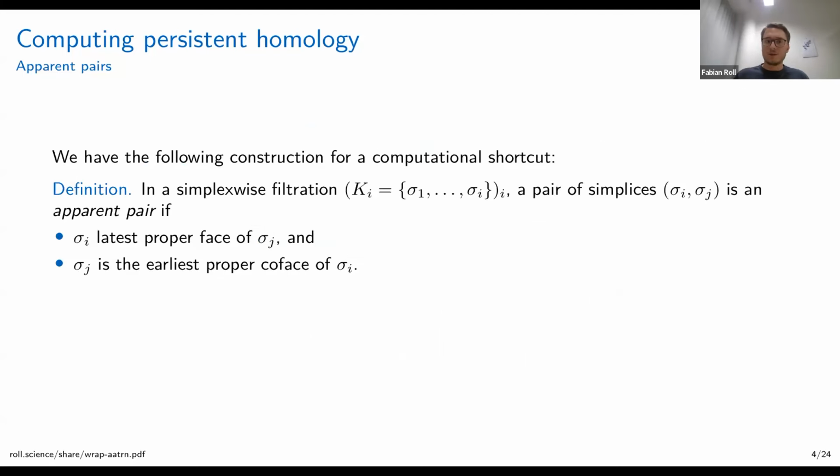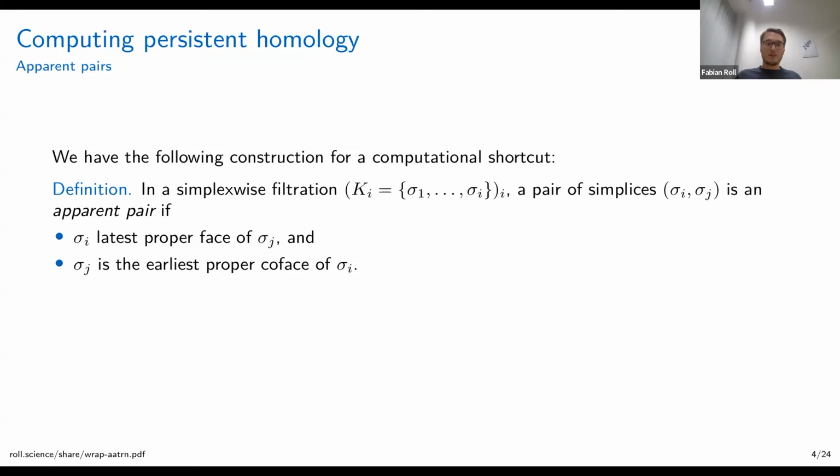So what is an apparent pair in slightly more detail? Apparent pairs are defined for simplex-wise filtrations, meaning filtrations where in each filtration step you add a simplex at a time. A pair of simplices sigma_i, sigma_j is called an apparent pair, or obvious pair if you want, if sigma_i is the latest proper face of sigma_j, which means sigma_i is the largest facet of sigma_j, and simultaneously sigma_j is the earliest proper coface of sigma_i, which is to say that sigma_j is the smallest cofacet of sigma_i.